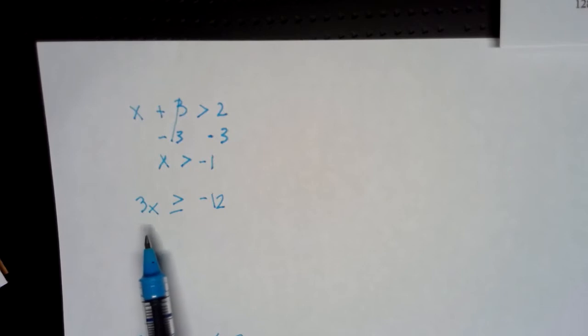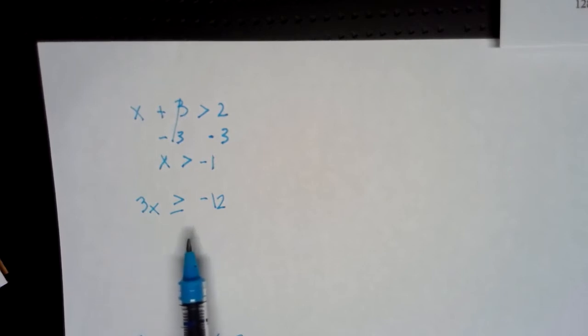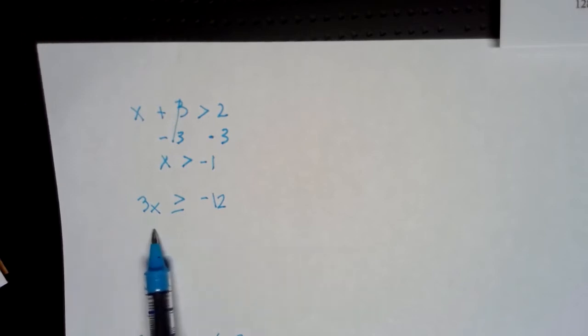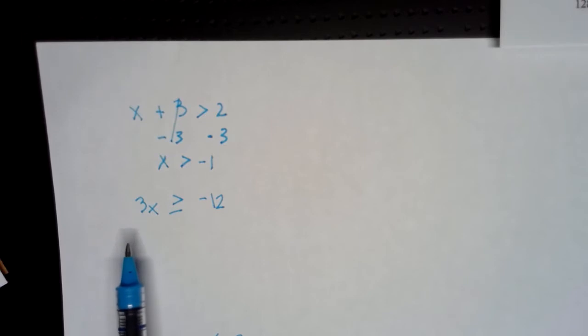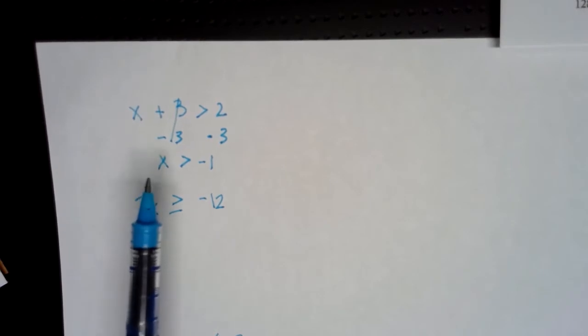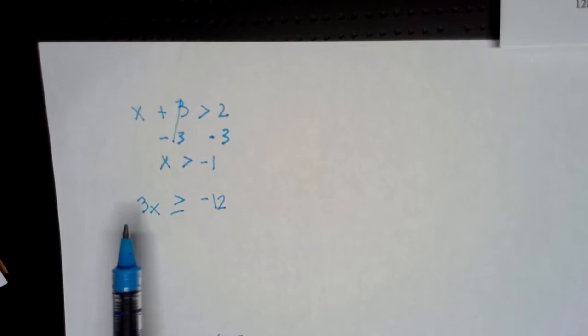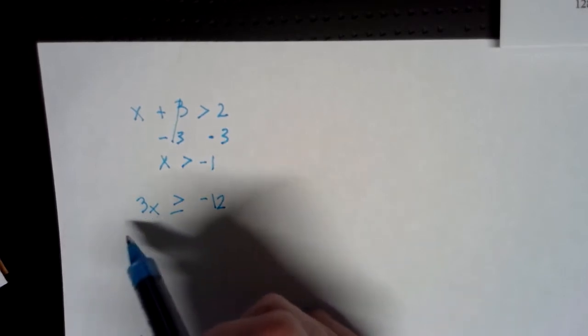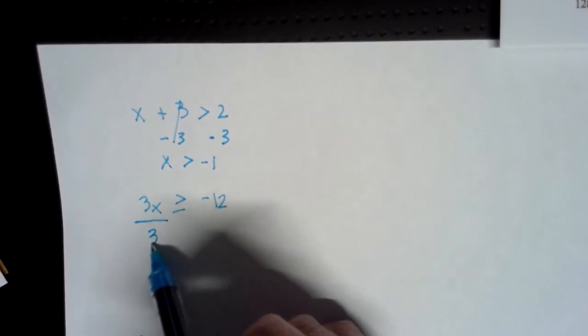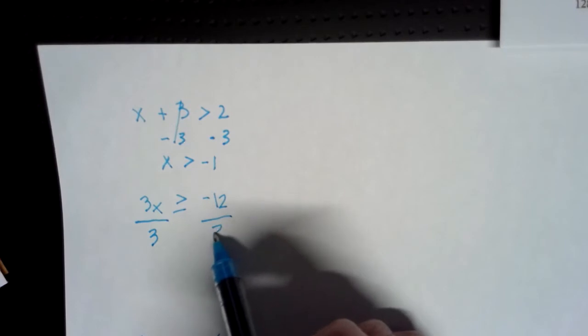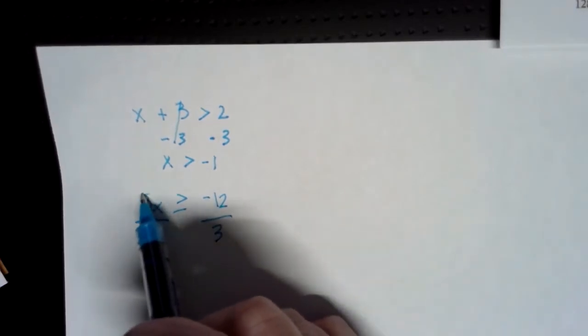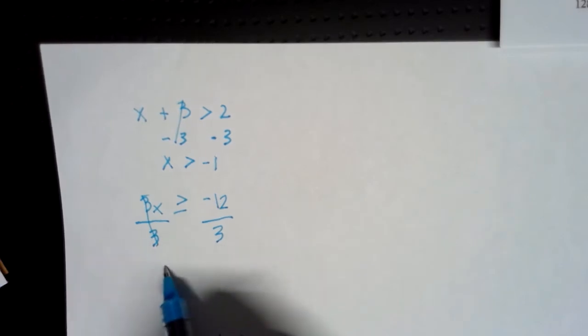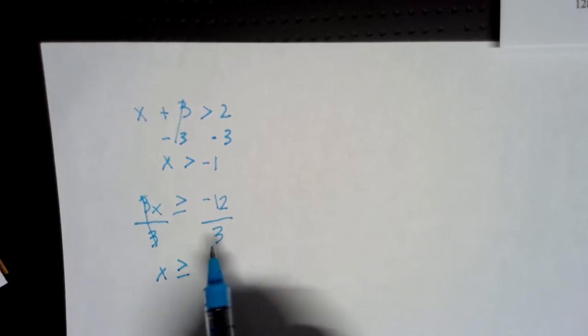This is 3 times X is greater than or equal to -12. So we still need to separate the number from the variable. And because it's multiplication, we're going to divide out the 3. Up here, we had an addition, so we did the opposite. We subtracted. Here we've got multiplication. The opposite is to divide. So divide out the 3, and you do it on both sides. If you do it on one, you do it on both. This cancels or becomes 1, if that makes more sense. You've just got X on this side, keep the sign, and then -12 divided by 3 is -4.